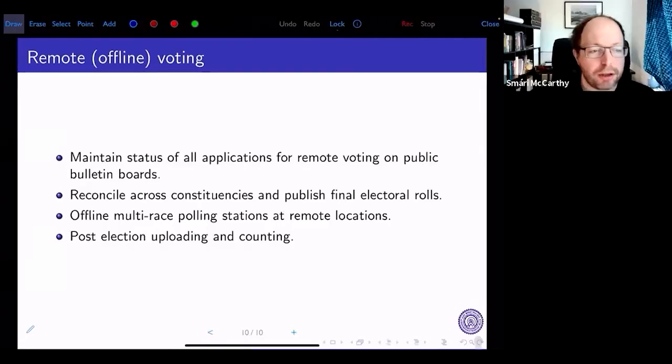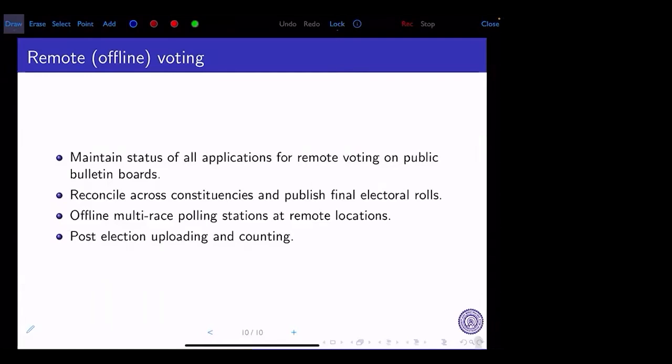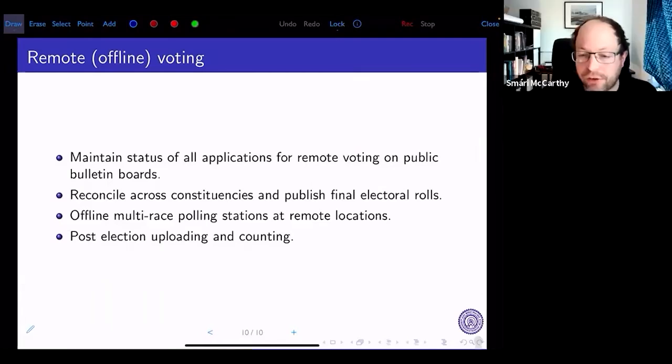Yeah, you want to do some questions on the electoral rolls? Yeah, maybe we can take a couple of questions before I get on to voting. Yes, okay, that's actually a good idea.